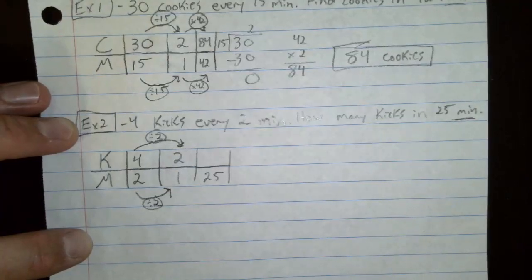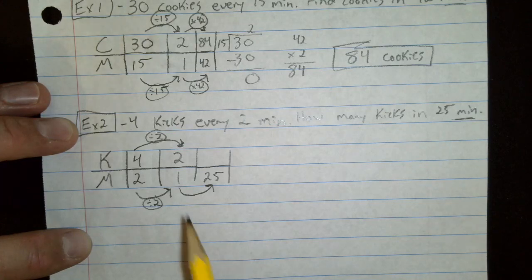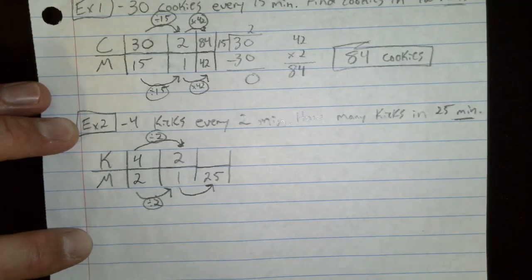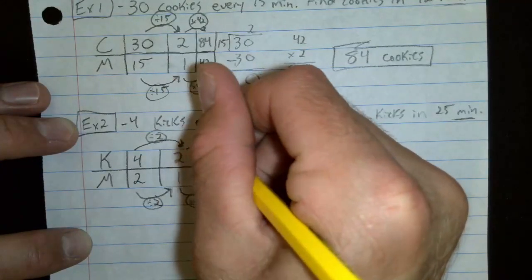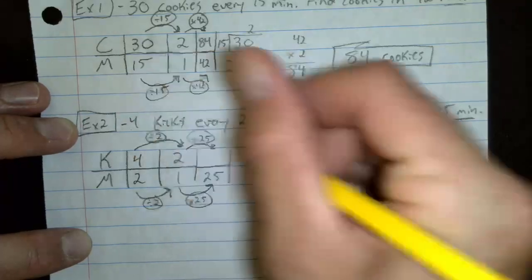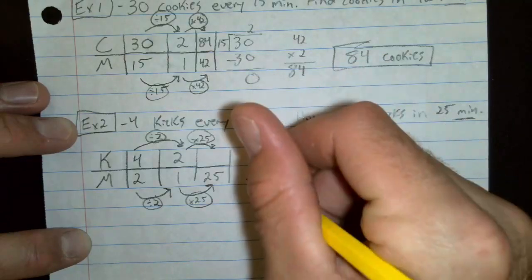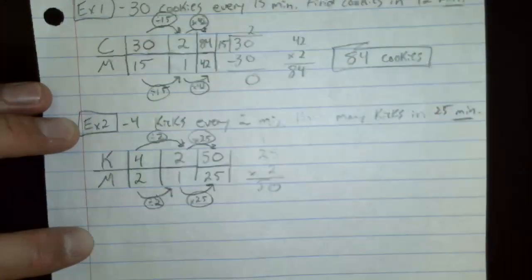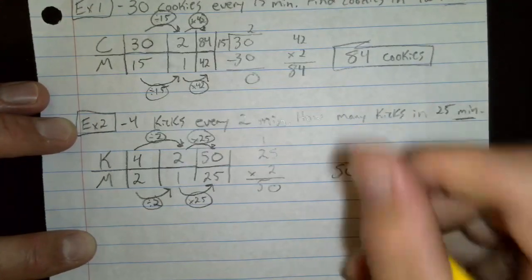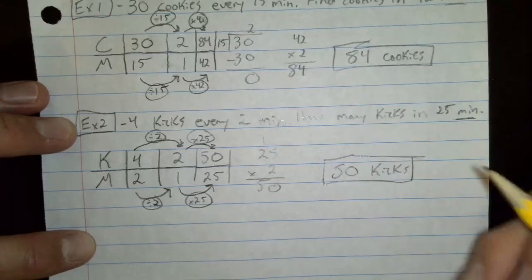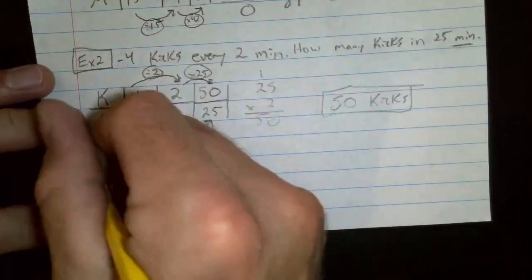We'll plug in 25. And then how do you get from 1 to 25? Well, step 3 says multiply to find new rate. So 1 times 25 is 25. 2 times 25 is, and you can multiply right here off to the side, 50. So your answer is 50 kicks in 25 minutes. That's it. Let's try example 3.